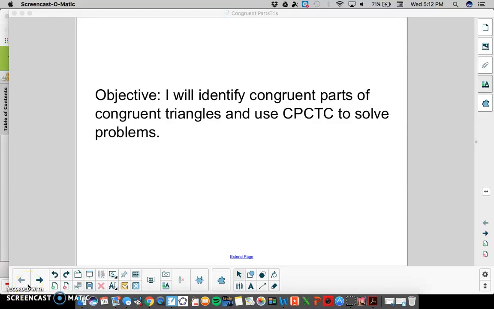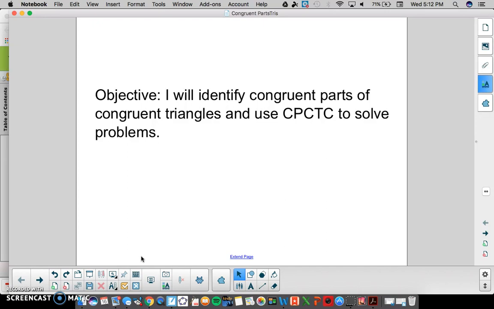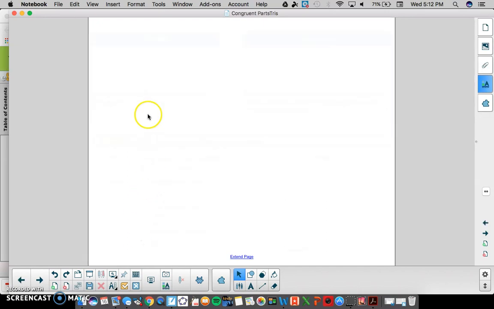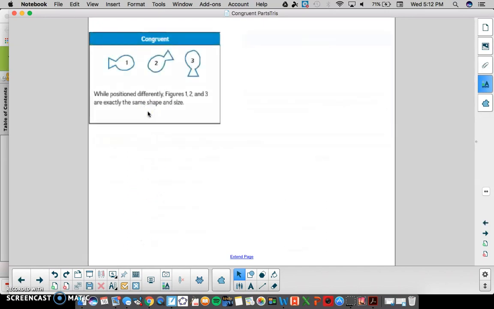In this video, we're going to identify congruent parts of congruent triangles and use what's called CPCTC to solve problems. So first we're going to go over what congruence means with two figures. Figures 1, 2, and 3 are actually congruent. They're exactly the same shape and same size. So all of the measurements and dimensions of these figures would be the same.